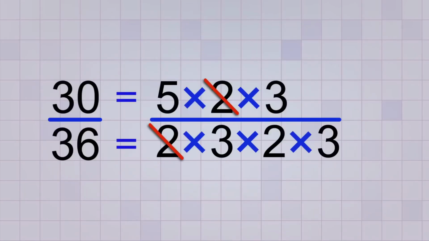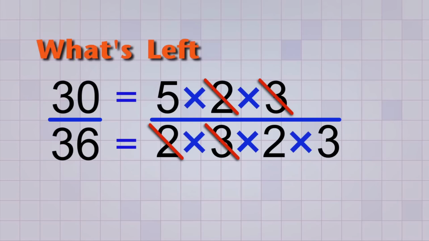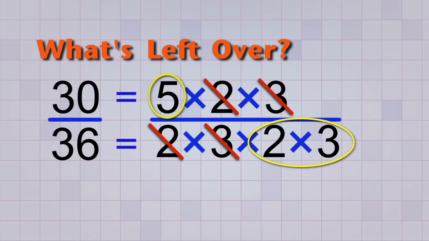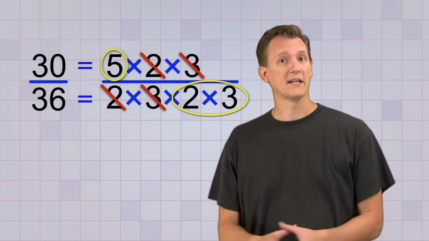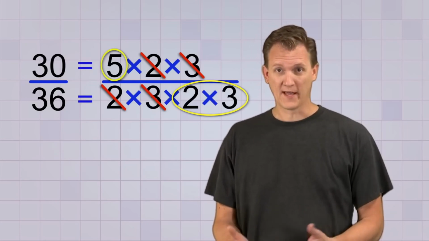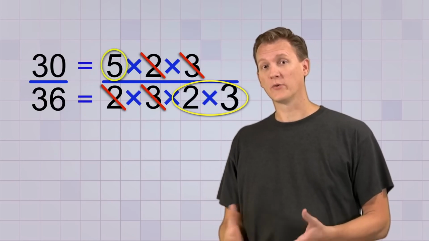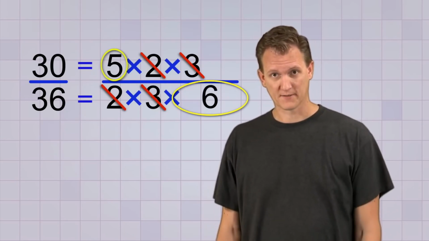Now we can see that there's another pair we can cancel. There's a 3 on both the top and bottom, so we can just cross those out. Okay, that's all the common factors we can cancel. So now all we have to do is see what's left over. We have a 5 on the top and a 2 times 3 on the bottom. We don't want to leave our problem looking like this, so we need to recombine any factors that didn't cancel. That means multiplying together our 2 and 3 on the bottom, which gives us 6.